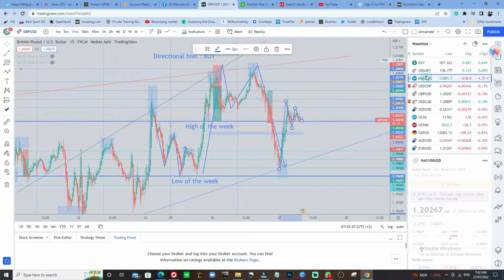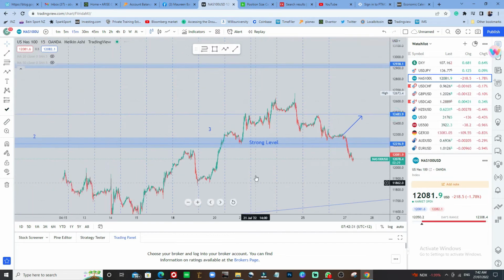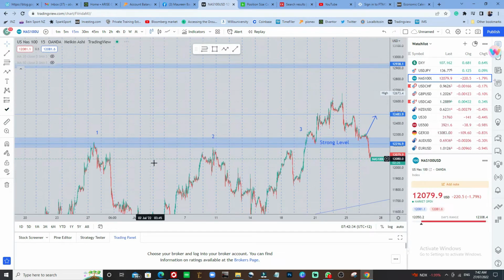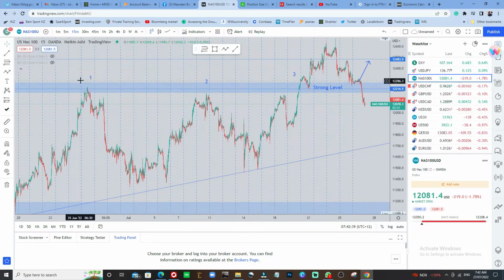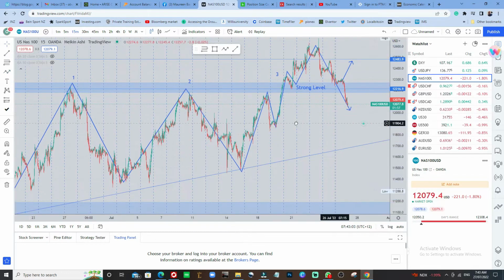Then now for NAS 100, I mentioned before that there are 3 levels that I identified. The market came up here, it bounced, came up again, respected this level, didn't violate it, came up again, it bounced, then it finally broke it, retested it and pushed to the upside, and that's how we have this. And it came down now and broke this level.